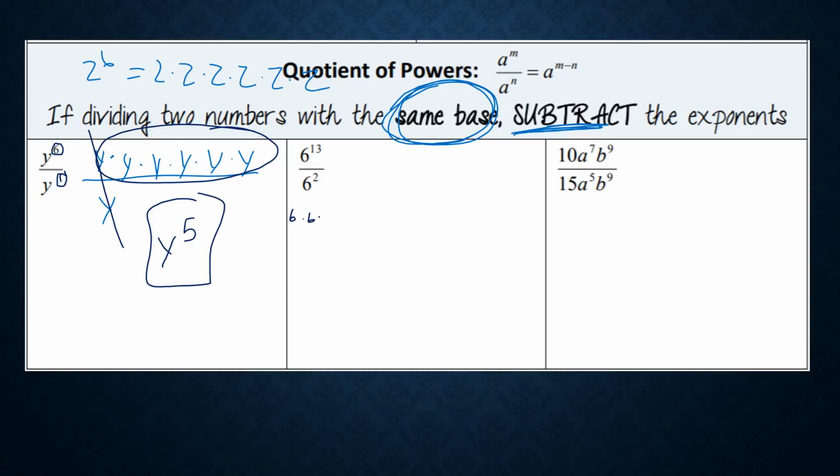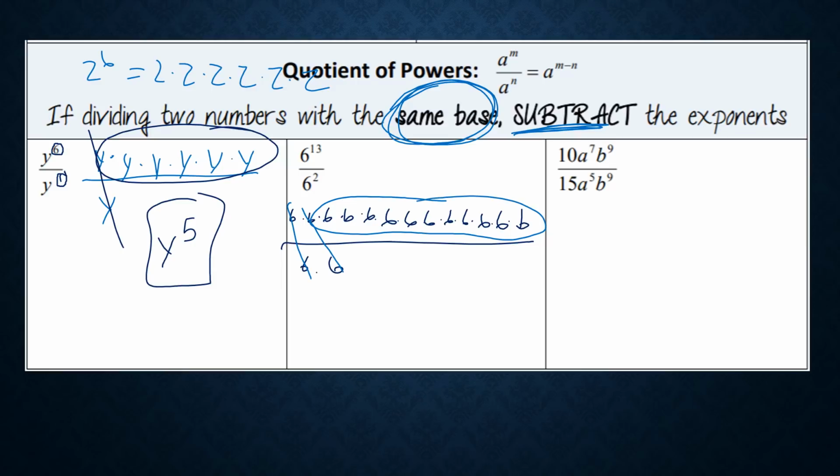1, 2, 3, 4, 5, 6, 7, 8, 9, 10, 11, 12, 13. I'm going to double check that. Perfect. And then 6 squared. So 6 times 6. Cross off. I've got a 6 in my numerator, 6 in the denominator, 6 in the numerator, 6 in the denominator. So we're left with, let's go ahead and count them. 1, 2, 3, 4, 5, 6, 7, 8, 9, 10, 11 6's in our numerator. So it's going to be 6 to the 11th power.